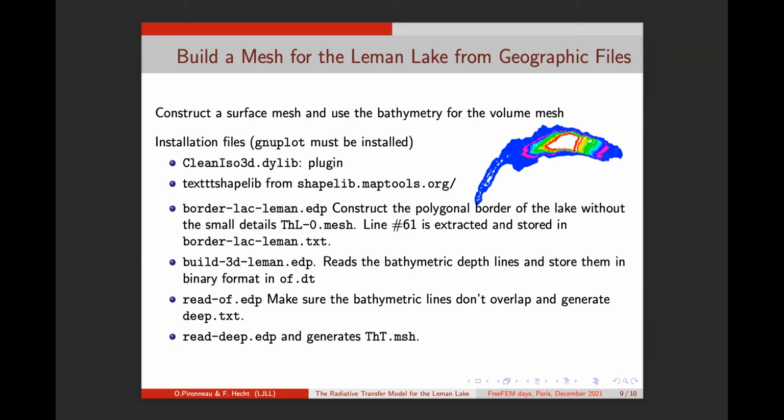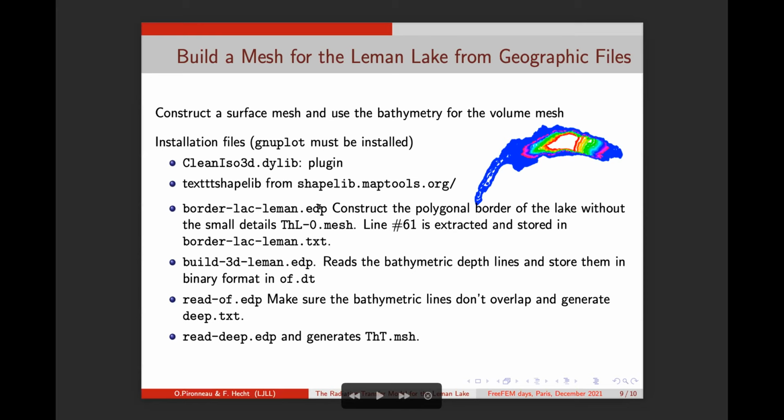So how did Frederick do? The idea is to construct a surface mesh from the depths, from the bathymetry. To construct a 3D mesh from the surface mesh and the bathymetry. And so he did it in three steps. I will show you very quickly. So first, this plugin, which is available in FreeFem when you download it, so you get this file from this website, and then you get this module from this website, then Frederick wrote three or four EDP files.